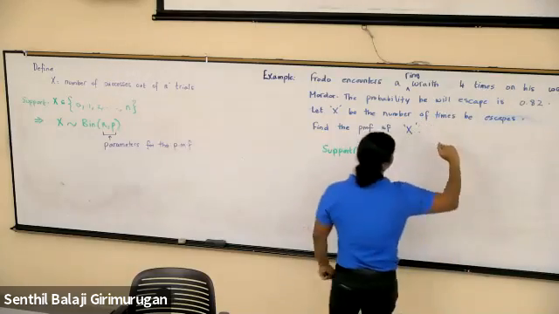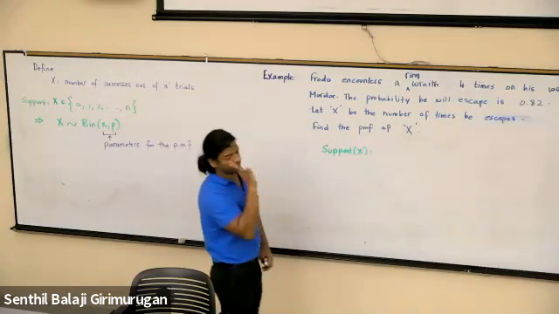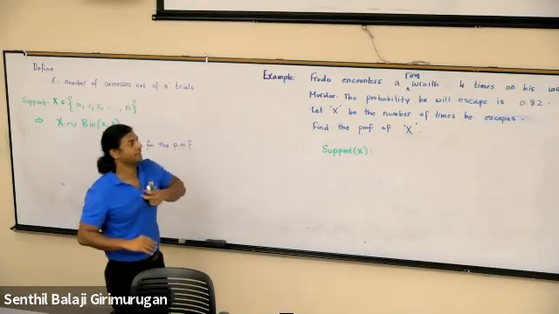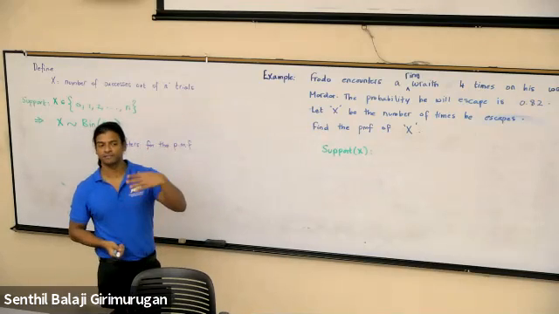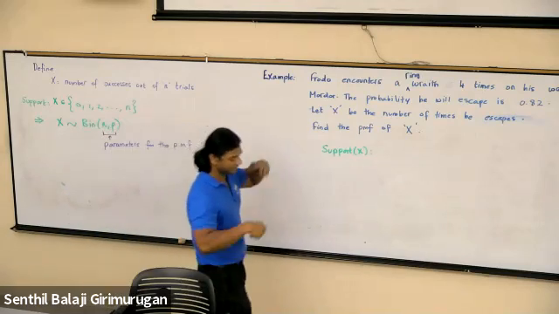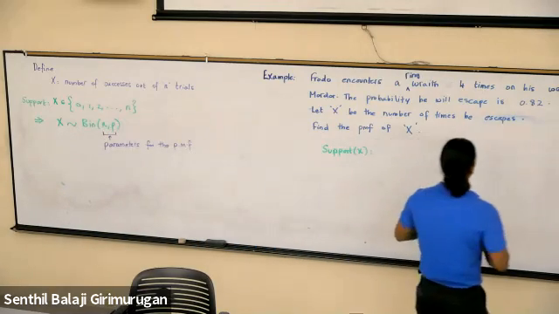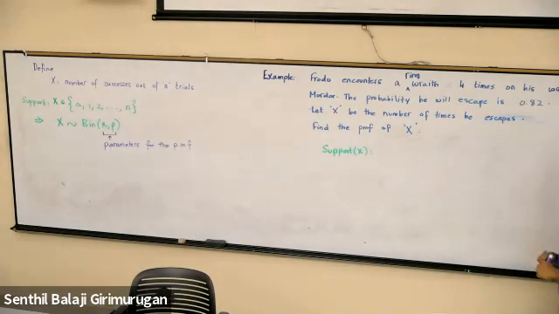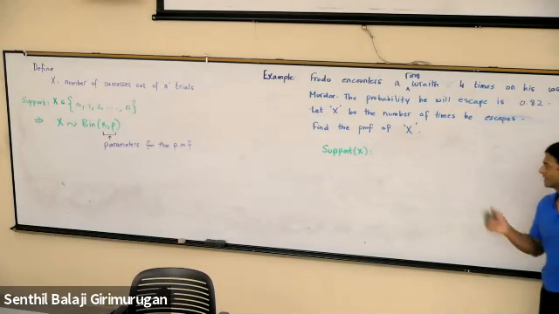And the trials, how many do we have? We have 4 trials. And at each trial, we would have a success or a failure. Success would be escape, failure, not escape. So X is the number of times out of the 4 times he escapes. So what is the support of X? 0 to 4.